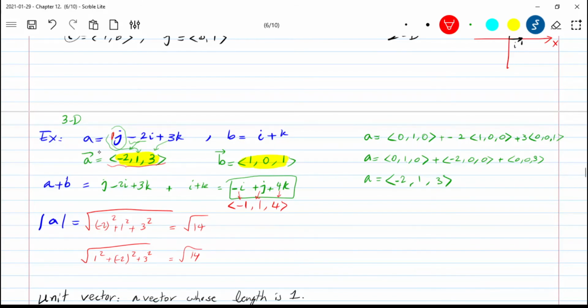It doesn't require you to write this in a component form, then add them together. The only thing that you should make sure of is that there is one j, not two of them. So for example, if they write a equals j minus 3j plus 4, you cannot say this is 1, negative 3, and 4. This is not correct because they're both j, so you have to first simplify this and say this is negative 2j. So I would have negative 2 here, and there is no i, so 0. This would be the corresponding vector A.